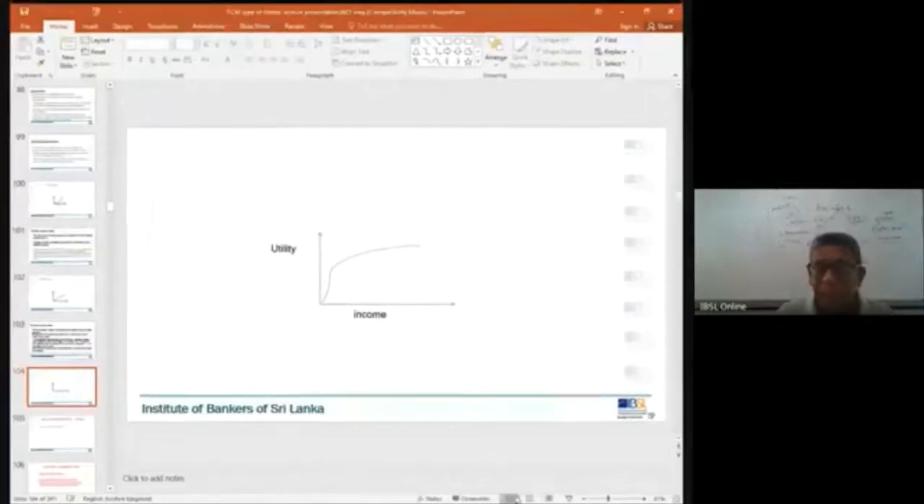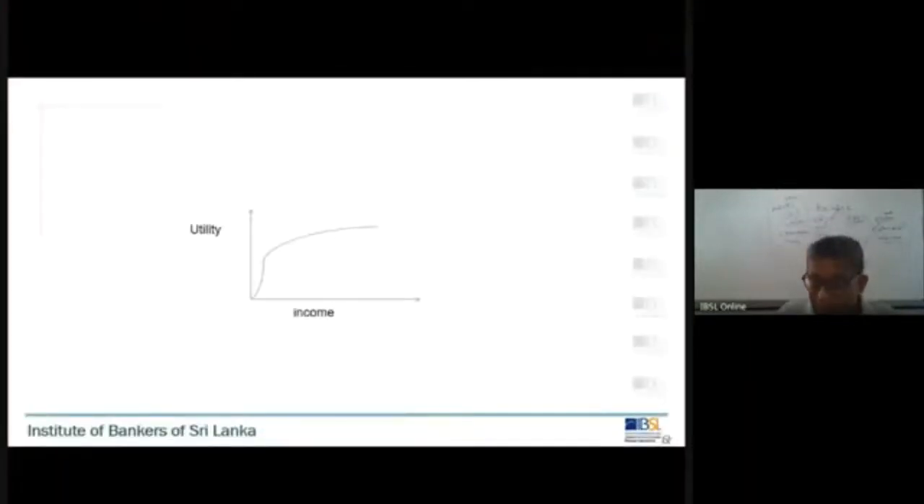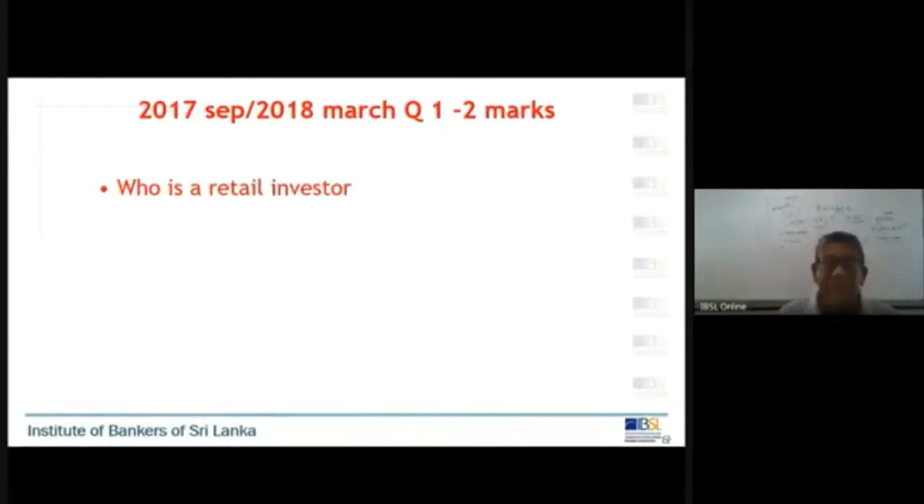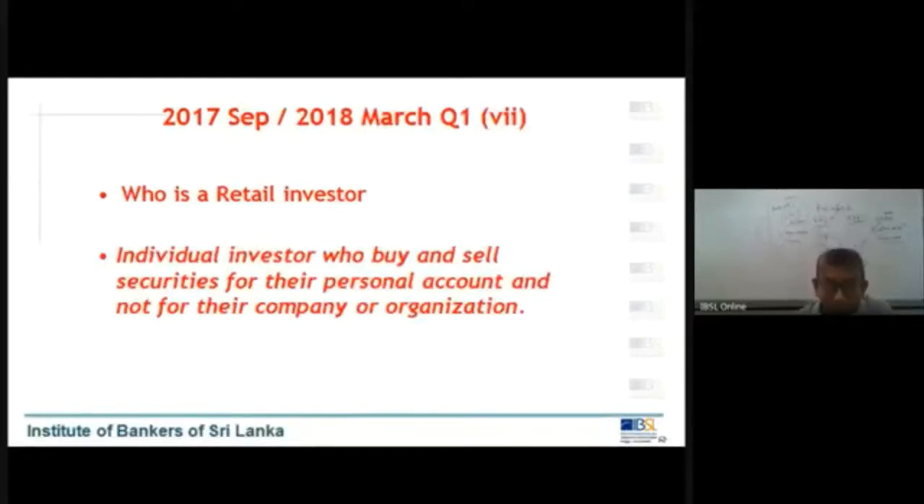So now, having understood these types of customers, okay, question. This question came in 2017 and September 2018 and March as well. Who is a retail investor? Retail means the person who invests for himself, right? A retail investor means an individual investor who buys and sells securities for their personal account and not for their company or organization. So that is a retail investor. Simple, no?